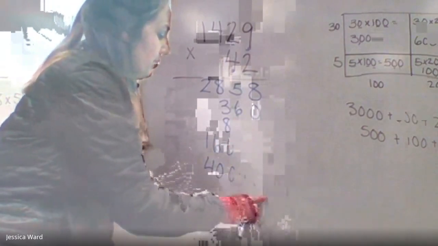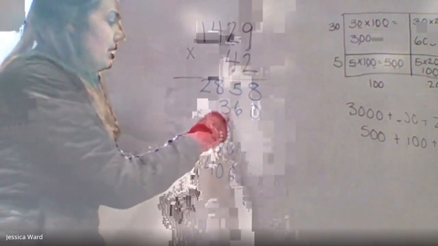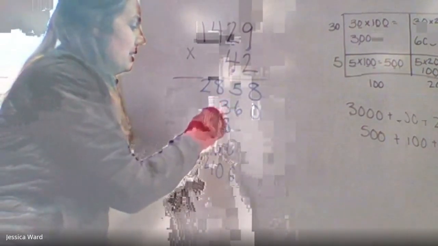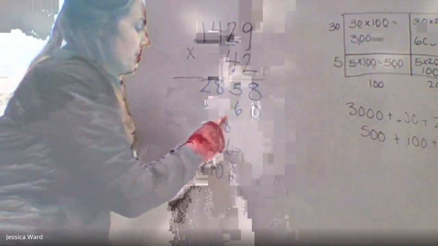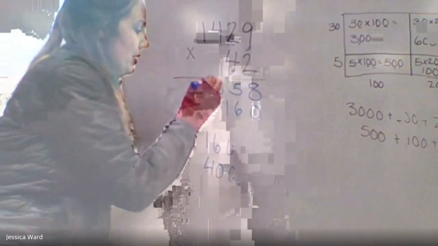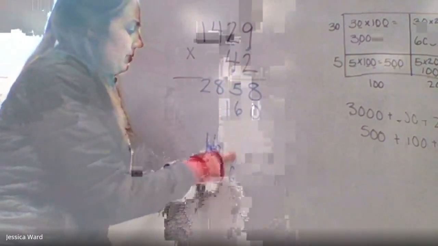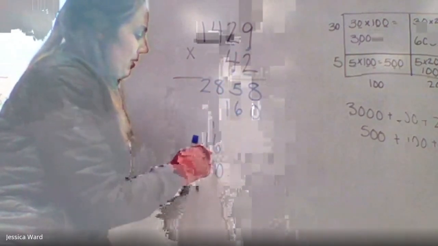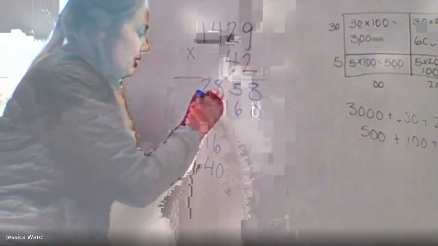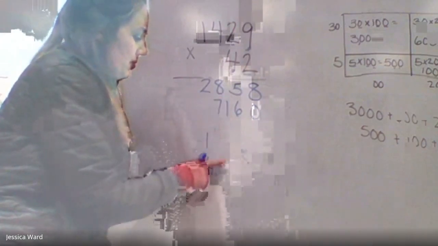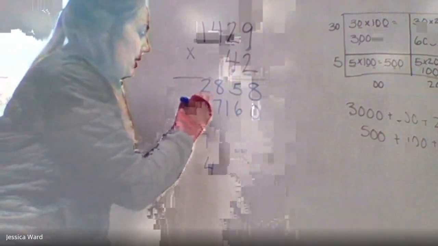But here I have 3 and 8, 8, 9, 10, 11. 11. I have 6 and 1 more, which would make it 7. And 4 and 1 more makes it 5.